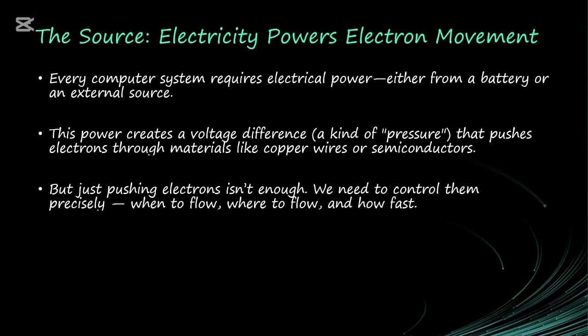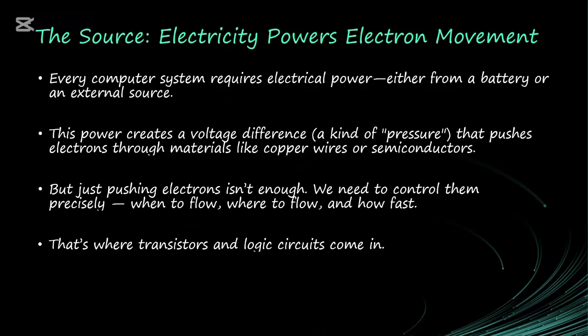Okay, when to flow, where to flow, and how fast they can flow. Now, when we talk about controlling when to flow, remember your switch. You have switches on the walls of your house. When you switch it on, electricity will flow. When you switch it off, there will be no electricity. That is basically how we use transistors to do the same thing here. So that is where transistors and logic circuits now come in.